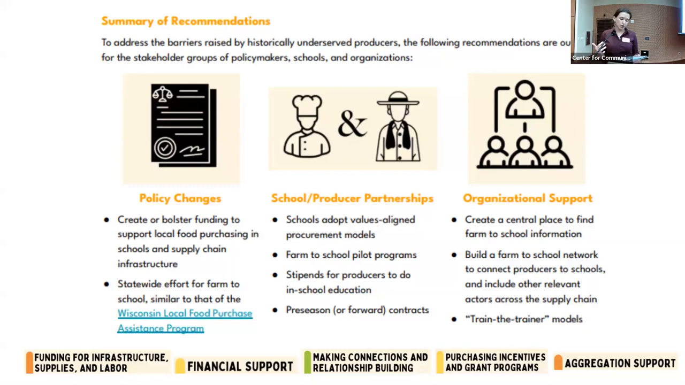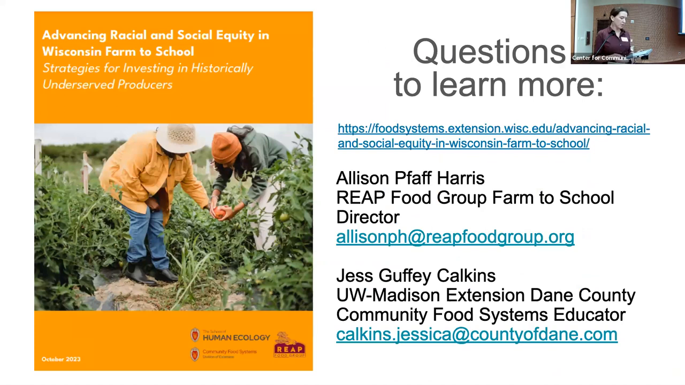Schools are also encouraged to adopt values-based procurement, which is a framework that considers values along with price when making purchases. If you'd like to read the full report, it can be found on the UW Extension Food Systems website. Along with sharing this presentation here tonight, we're going to be presenting to the National Farm to School Network in early January 2024 and plan to submit to the Journal of Agriculture, Food Systems, and Community Development.